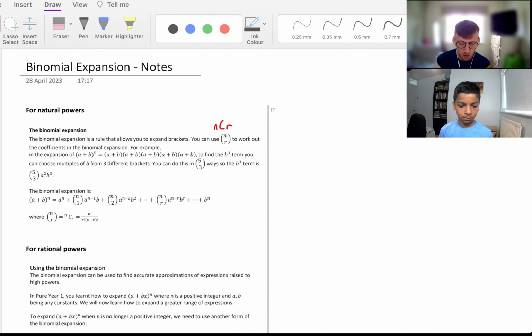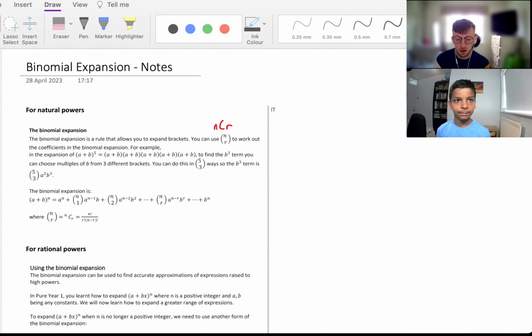So that's why it's n choose r, and it links with Pascal's triangle to work out the coefficient in the binomial expansion. So for example, in (a+b)^5, which would be (a+b) times (a+b) times (a+b) times (a+b) times (a+b), if we wanted to find the b cubed terms, you can choose multiples of b from 3 different brackets out of the 5. So it would be 5 choose 3. There are 5 brackets to choose from, and you're choosing 3 of them.